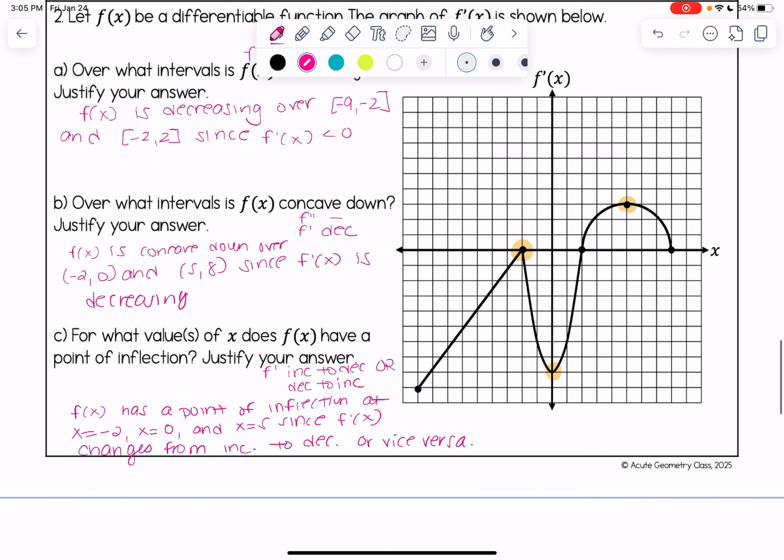So hopefully this lesson helped you understand a little bit better how we can look at the graph of f prime of x, the derivative, and answer questions about the original function.